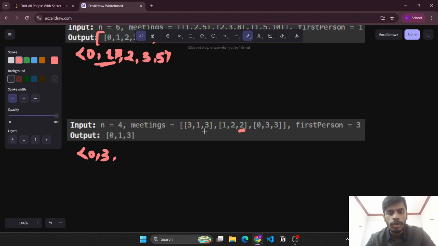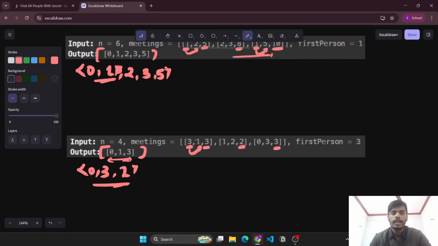Let's now move on to time 3. So at time 3 we see that 0 and 3 know the secret. So here 3 knows the secret, so 3 will be able to tell 1, and since 0 and 3 already know, they will not be sharing. So only 1 will get to know about the secret. And now all the meetings have been completed, so the people who know the secret are 0, 1 and 3. So we simply return this set, and we can return it in any order. We do not need to return it in this specific manner.